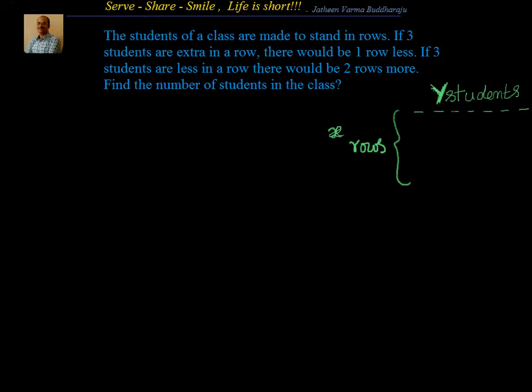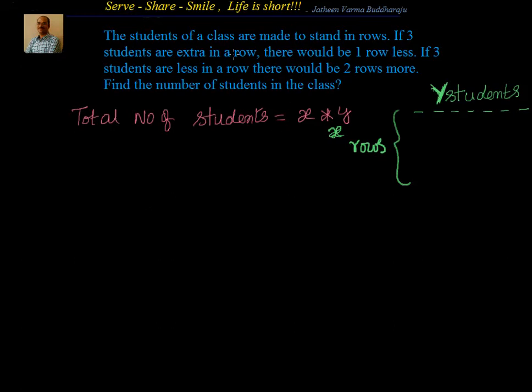So total how many students will be there? Total number of students is equal to X into Y. How do we know that? Because there are X rows and in each row there are Y students. So total number of students is equal to X into Y. Okay, right. What else have we been told?